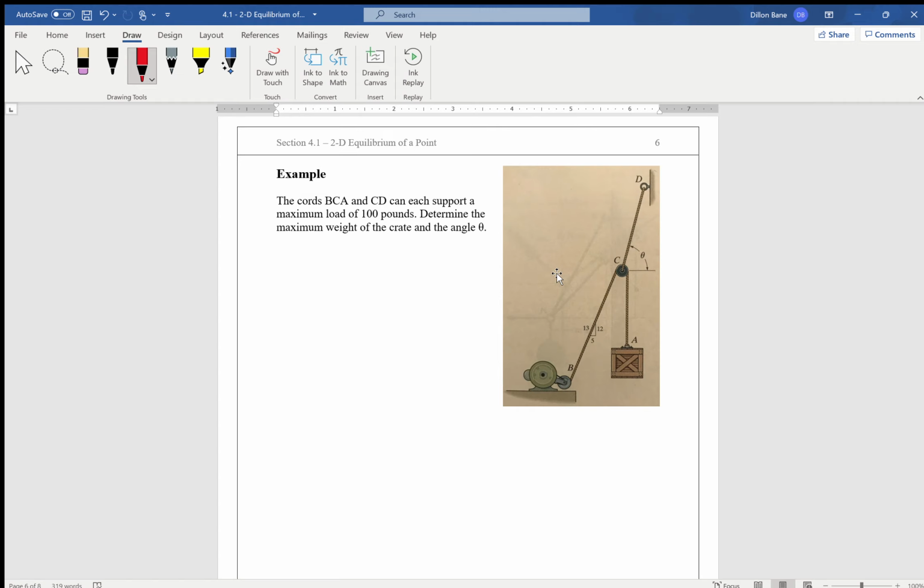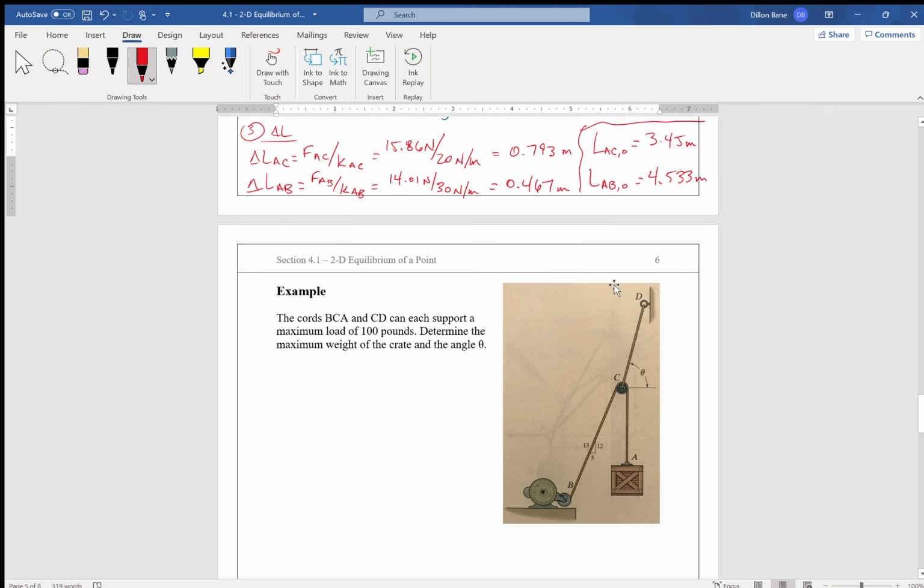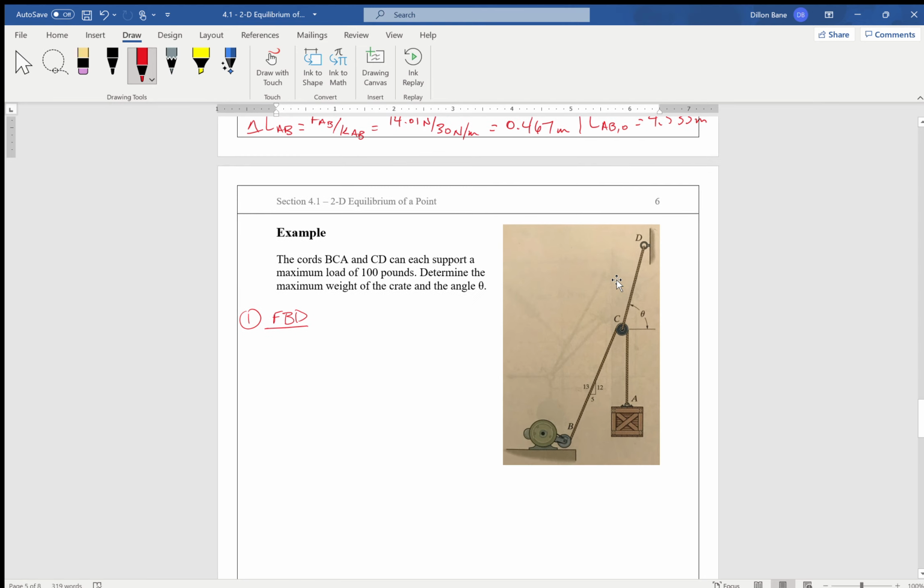First things first, as always, let's draw our free body diagram. Step one, free body diagram. I'm going to draw the free body diagram of point C. So this is point C. We're going to have some force acting straight down at point C from the weight of the crate.